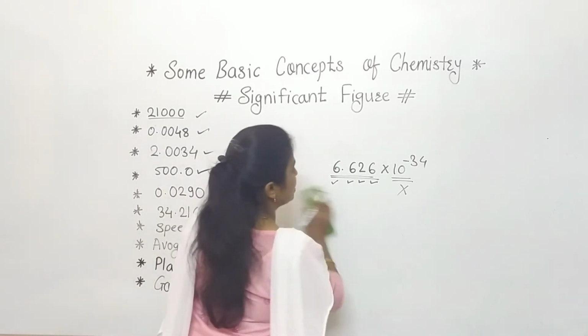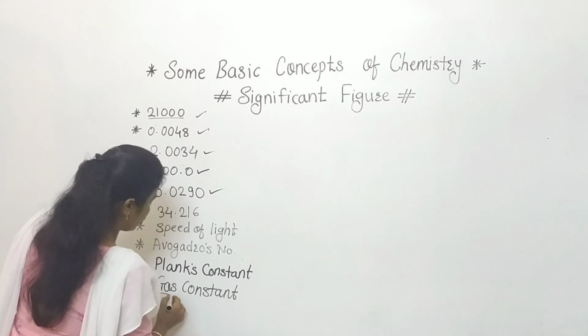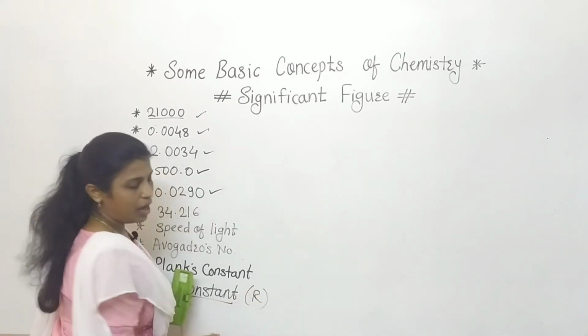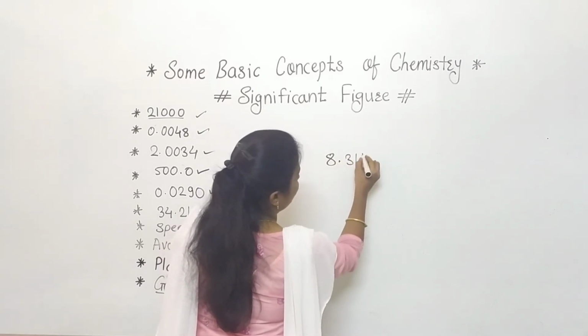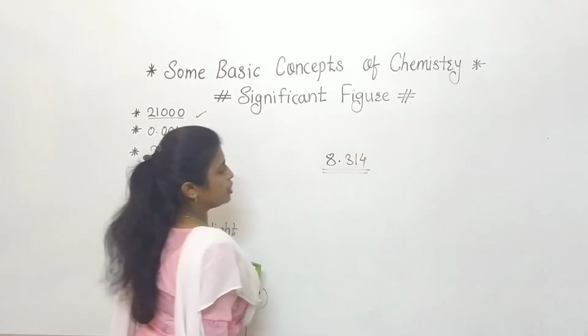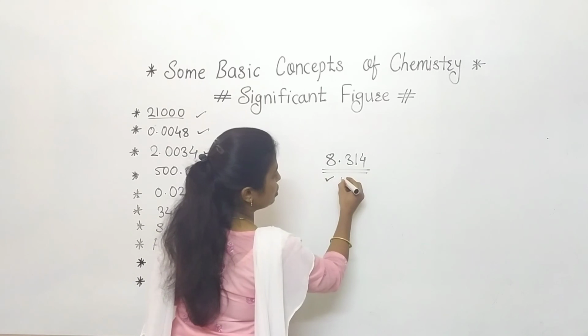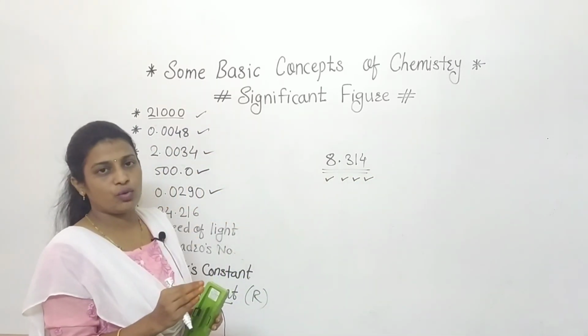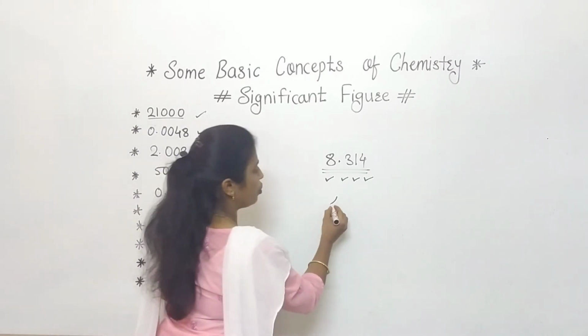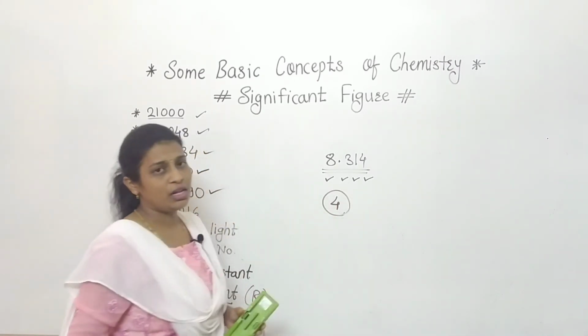Now the last one is the gas constant, which is denoted by R. Most of the time we take the value 8.314. If we consider this one, in that also, non-zero, non-zero, non-zero, non-zero, means all are non-zero digits. So 4 is the significant figure for this one.